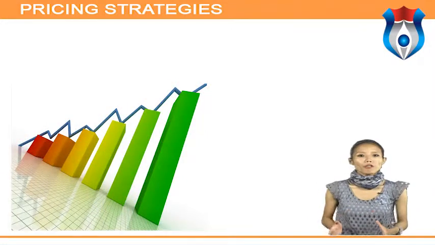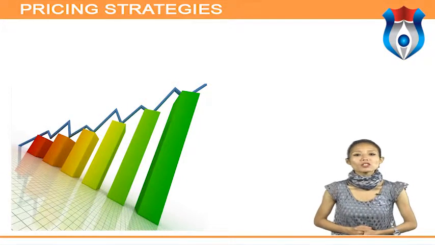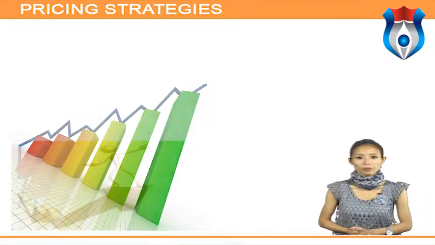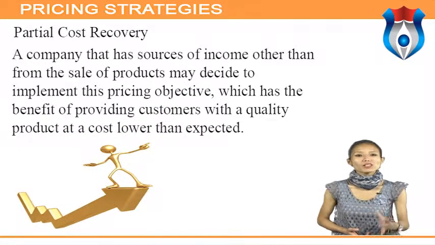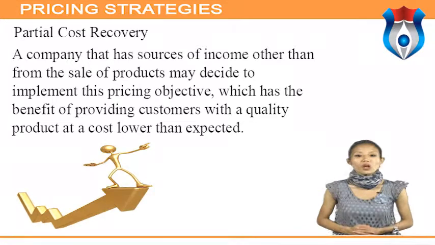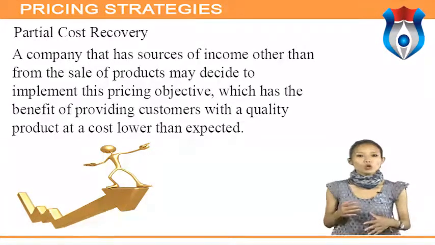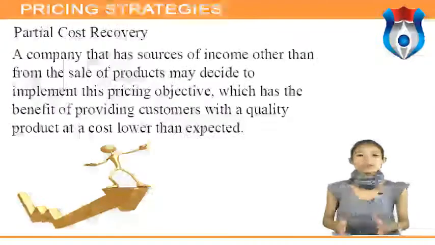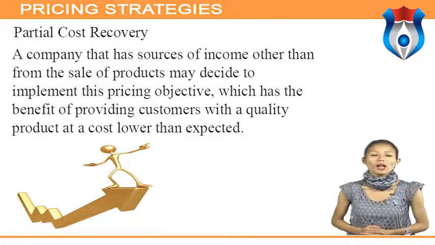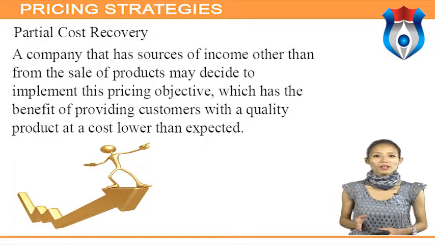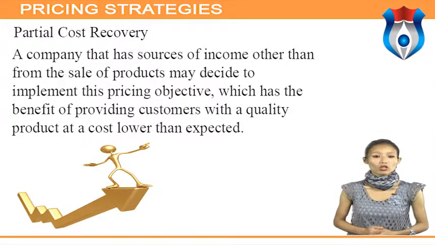Did you know profit margin maximization seeks to maximize the per unit profit margin of a product? This objective is typically applied when the total number of units sold is expected to be low. Coming back to the topic, a company that has sources of income other than from the sale of products may decide to implement this pricing objective, which has the benefit of providing customers with a quality product at a cost lower than expected. Competitors without other revenue streams to offset lower prices will likely not appreciate using this objective for products in direct competition with one another. Therefore, this pricing objective is best reserved for special situations or products.